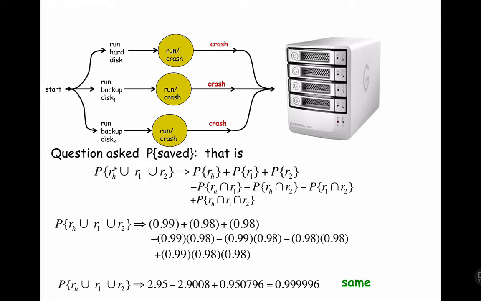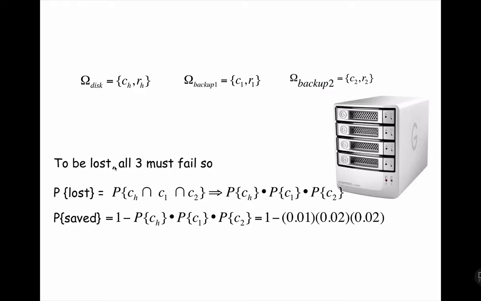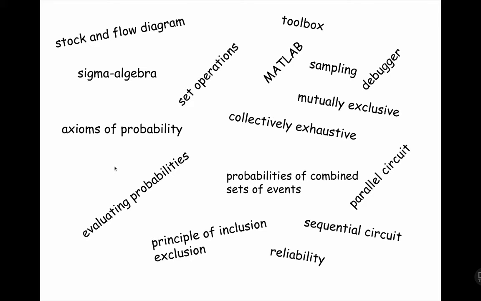I assumed that we were going to do this at the beginning of a class, so let me skip past the refresh your memory stuff. So we did a bunch of stuff so far. We talked about set operations. We talked about stock flow diagrams. We looked at MATLAB. We did the stick breaking construction to show you how to implement biased sampling. We talked about the sequential circuit. We talked about the parallel circuit in reliability. And we talked about probabilities of combined sets of events.